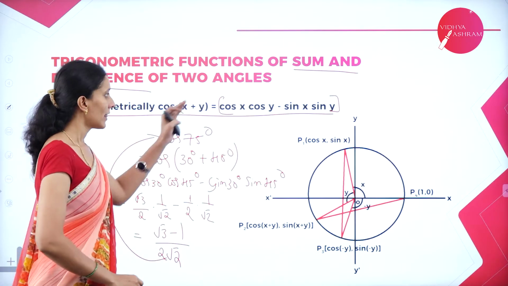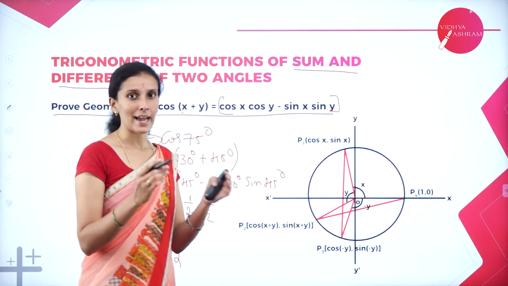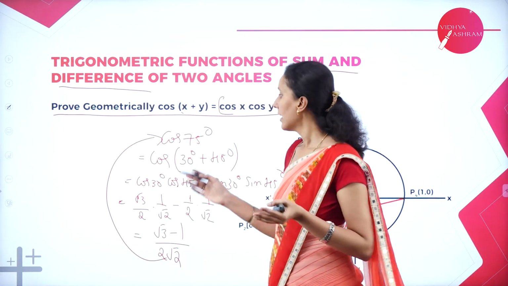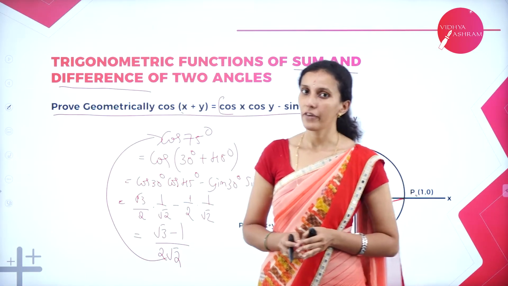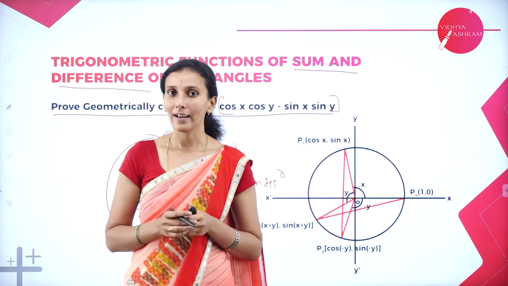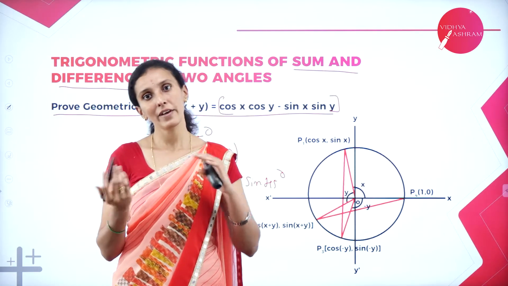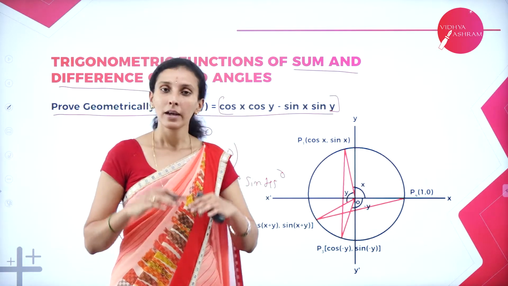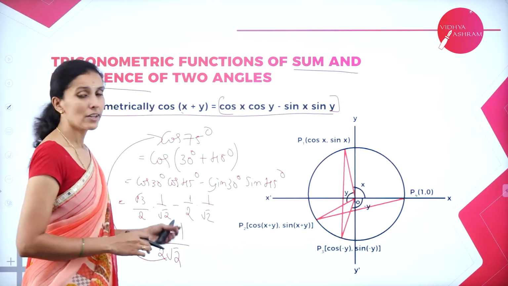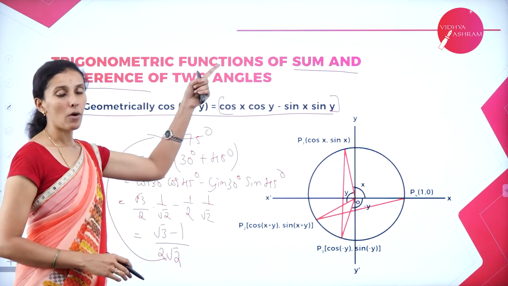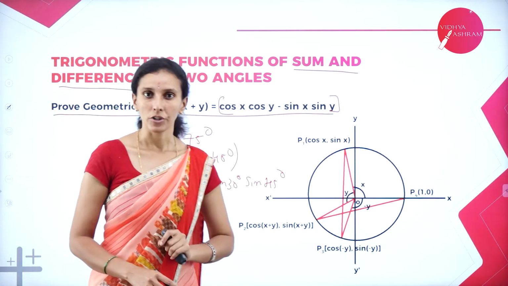So like this, these formulas are used to find the values of trigonometric functions when the angle is not a standard angle like 0, 30, 60, because we have already learned what those values are. Exceptional cases like this we can find using the sum or difference of trigonometric functions.